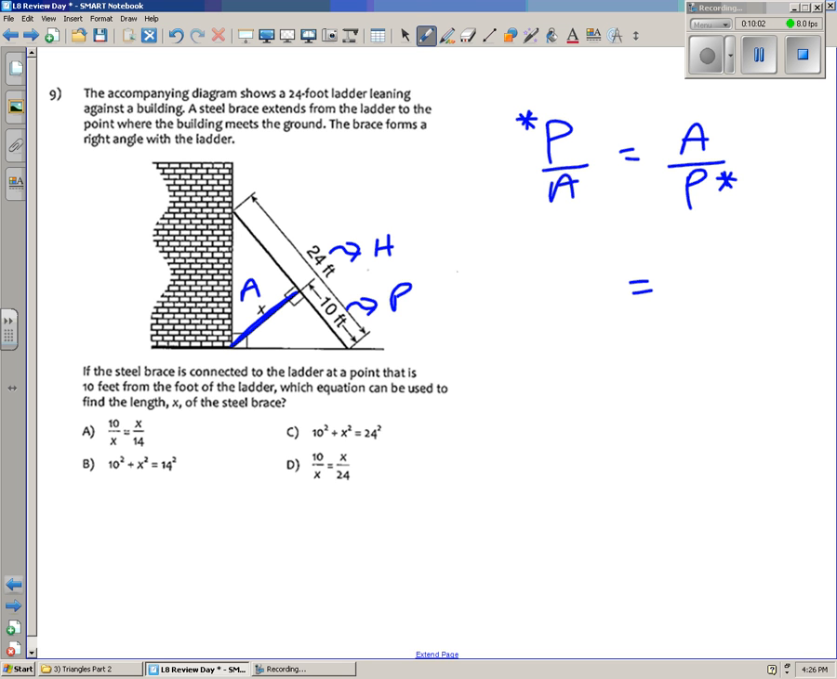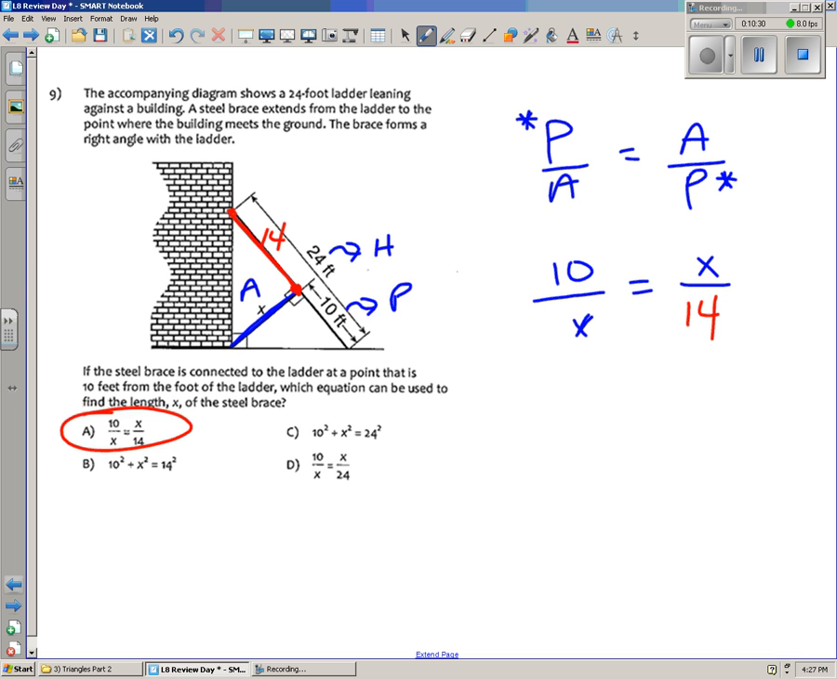So right now, we have one projection of 10 over the altitude, which they called x, equals the same altitude x over the other projection. The other projection is here, what I'm outlining in red. If you notice, the hypotenuse is 24, and one projection is 10. Subtract the two, and you get the missing projection. And this is exactly the same equation as A.